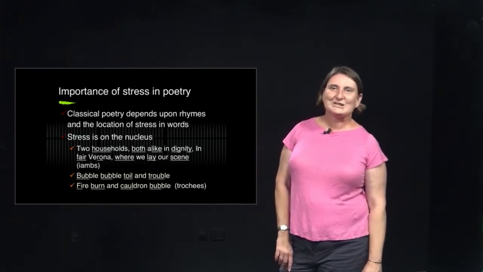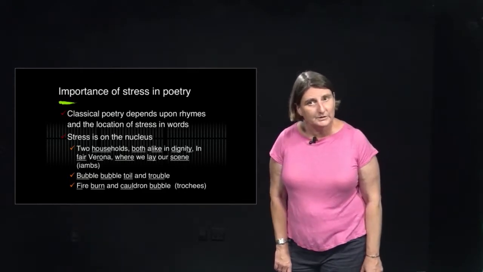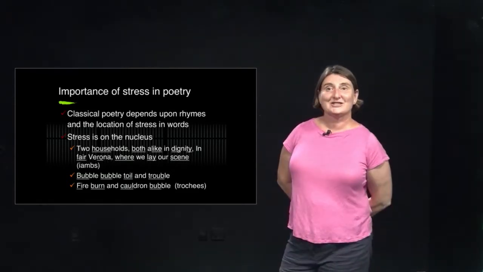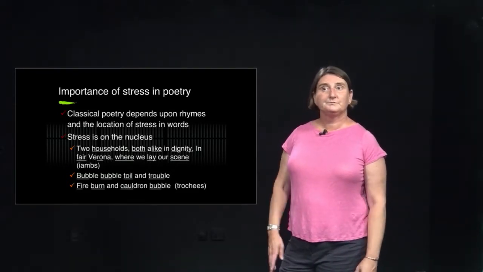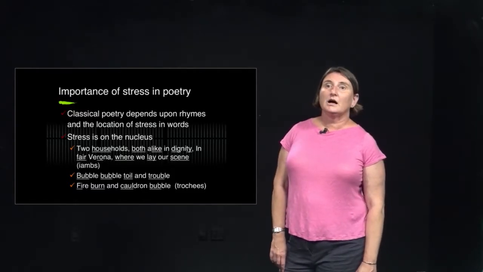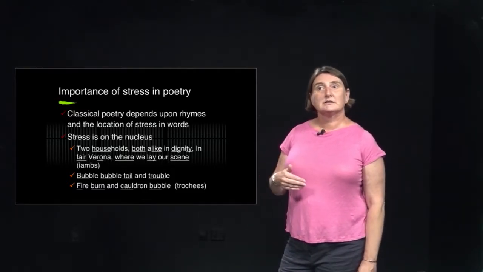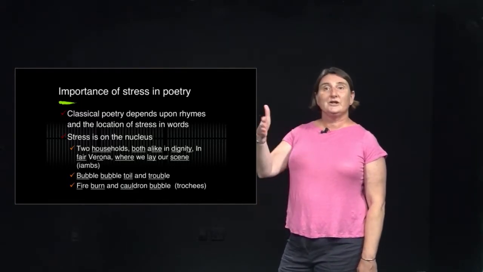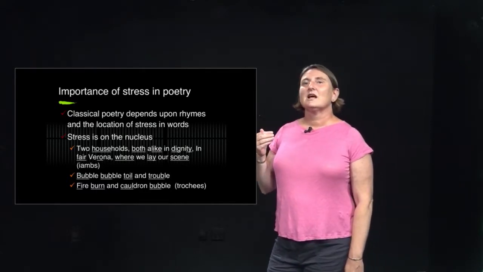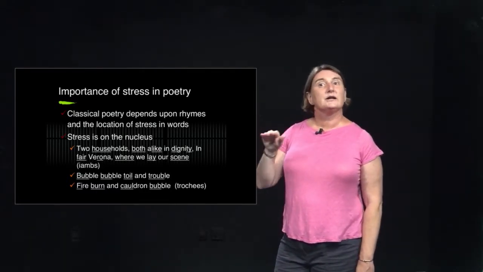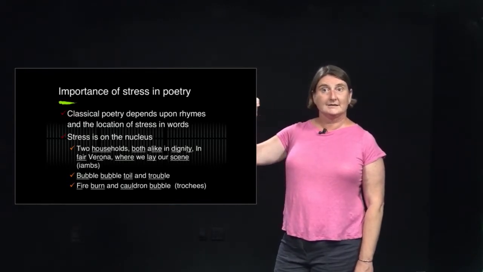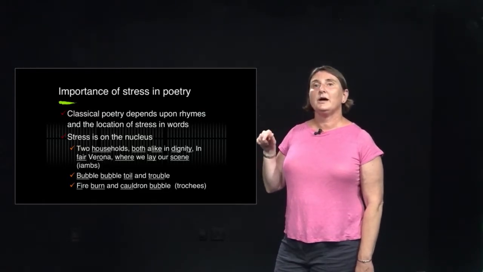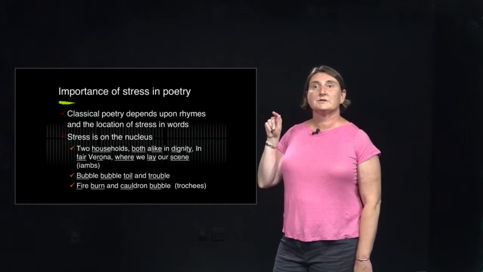So, as you know, I like to give you a lot of different examples. And one of the types of examples that I think are really interesting is looking at poetry. So classical poetry, after the Renaissance, depends upon rhymes and the location of stress in words. So here are two examples from Shakespeare showing the regularity of stress, but one set is iambs, the first part, and the second one are trochees. So iamb is weak strong, but a trochee is strong weak.